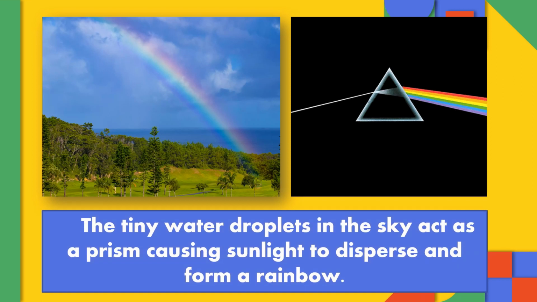The tiny water droplets in the sky act as a prism, causing sunlight to disperse and form a rainbow. So, yung rainbow, kaya siya madalas nabubuo after the rain, kasi yung mga tiny water droplets na nasa langit, or nasa clouds, it acts as a prism, kaya nagkakaroon ng dispersion. So, ibig sabihin, yung droplets ng water, kapag tinamaan siya ng sunlight or ng white light, magkakaroon ng dispersion, lalabas yung ROYGBIV o yung rainbow na kulay.